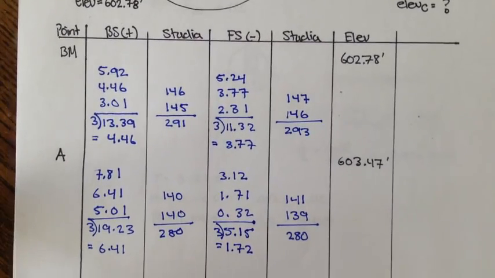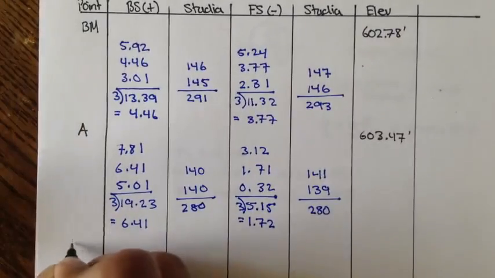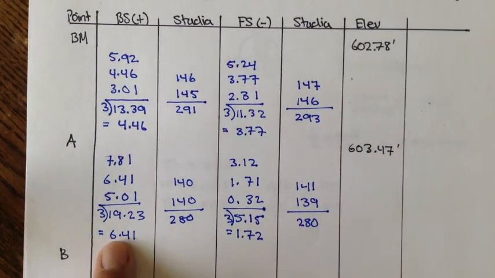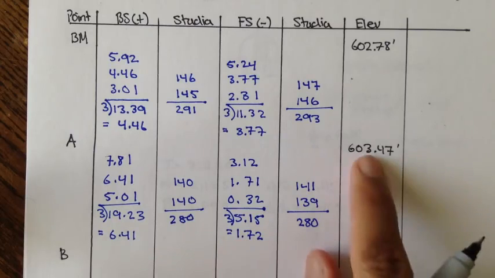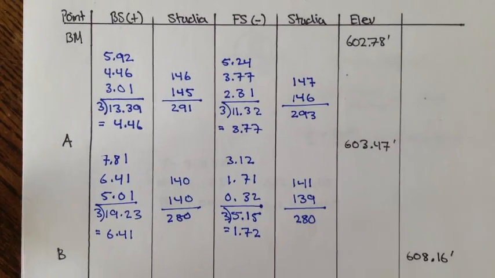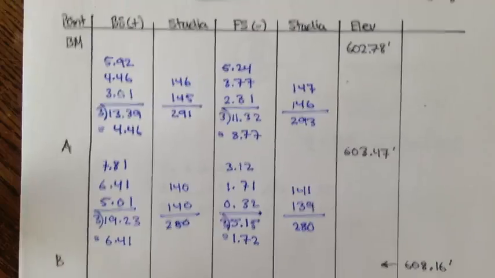Okay? So, to find the elevation of point B, you take the previous elevation, you add the backsight, and you subtract the foresight. So 603.47 plus 6.41 minus 1.72, you get an elevation of 608.16 feet. Why I wrote that in the blank column, I'm not sure. This actually goes here.